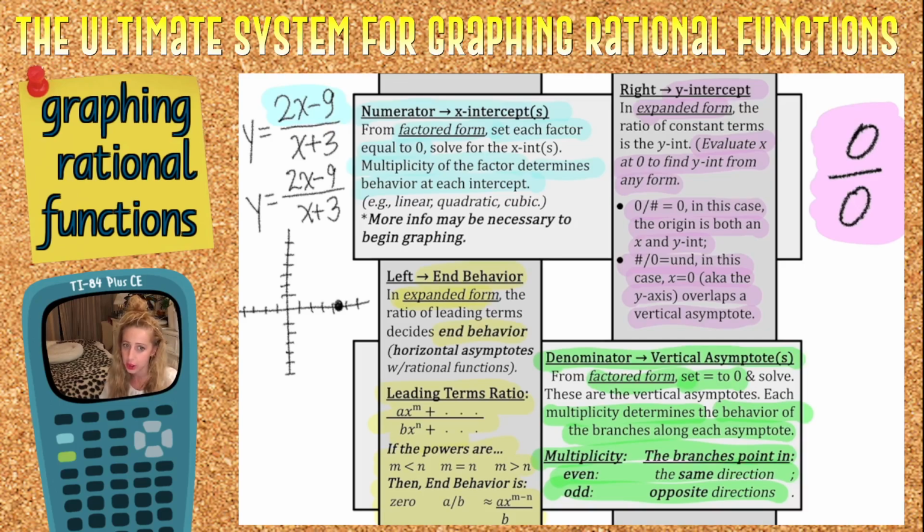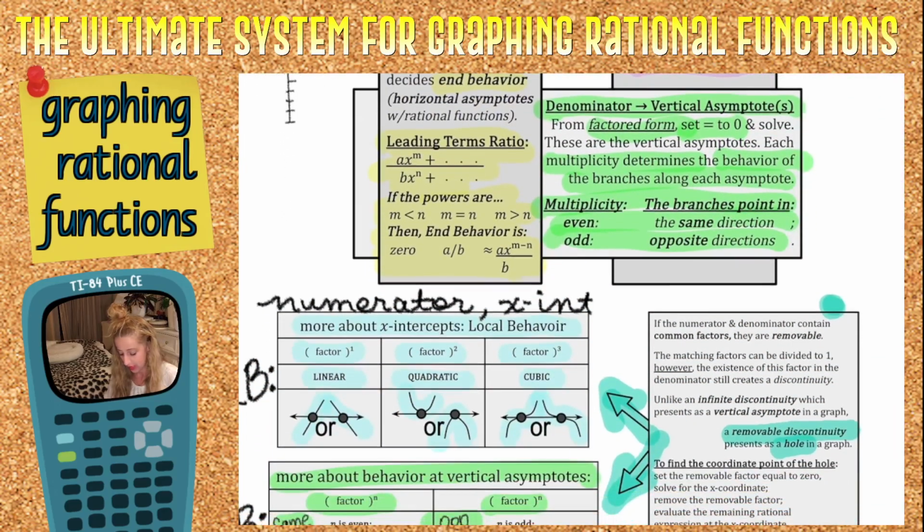Multiplicity of the factor determines the behavior at the intercept. There are always invisible parentheses around any numerator or denominator. So even if they're not there, you have to know they're implied. Multiplicity is the exponent on the outside of a factor. You should have learned that in Algebra 2 in your unit on polynomials. If not, learn it right now. If you're in my class, we just did this a few weeks ago. It's the beginning of this very same packet that we are taking notes on now. Now, the multiplicity of the factor determines the behavior at each intercept.